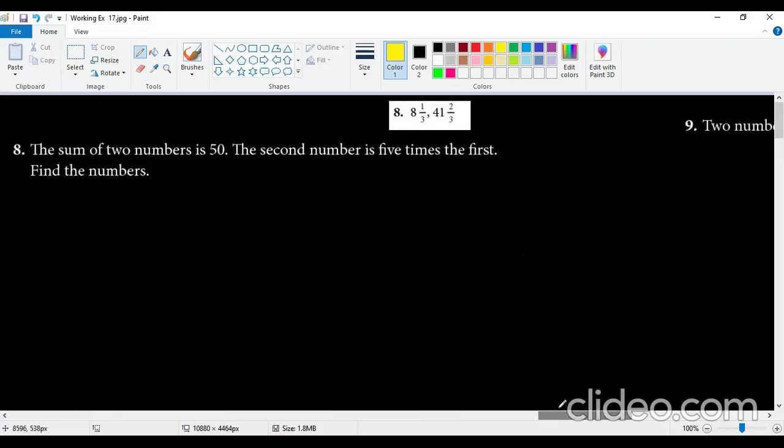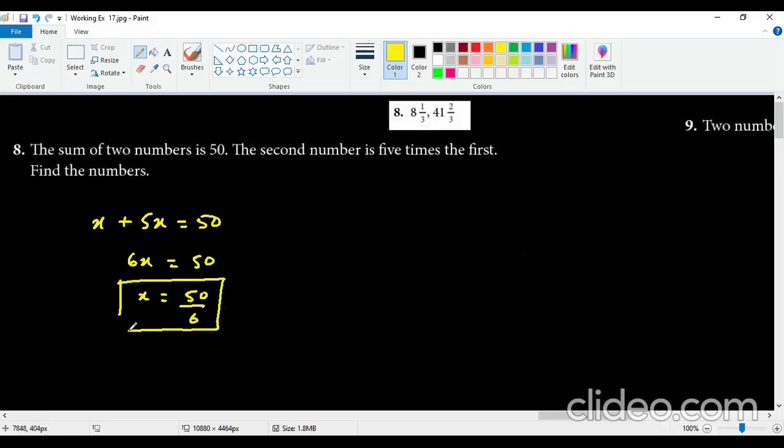Now it says the sum of two numbers is 50, and the second number is 5 times the first one. This is the first number added to a second number which is 5 times larger, equal to 50. So that means it is 6x equals 50. That means x is equal to 50 divided by 6. That means the first number is 50 over 6, and the second number is 5 times larger. That means 50 over 6 multiplied by 5.